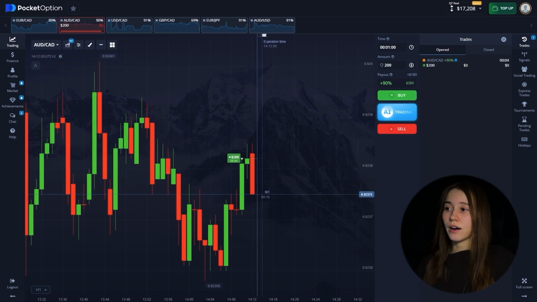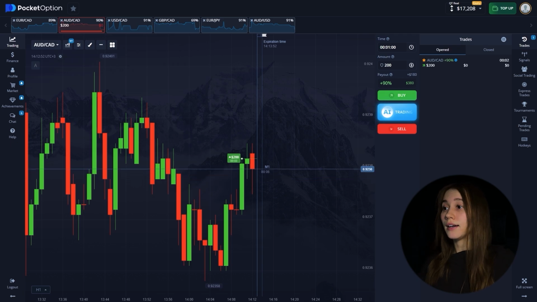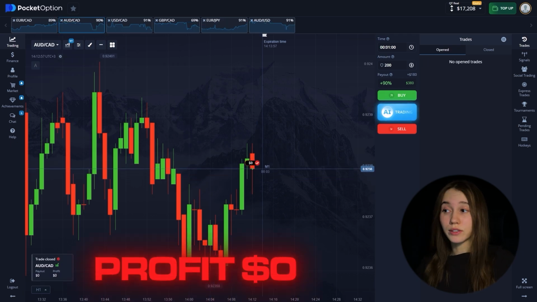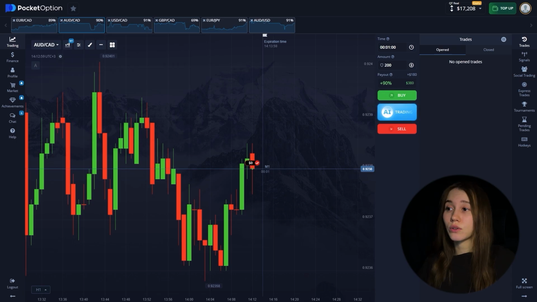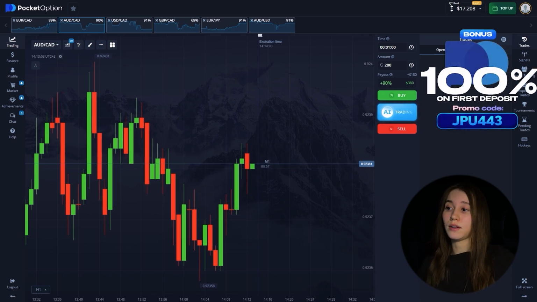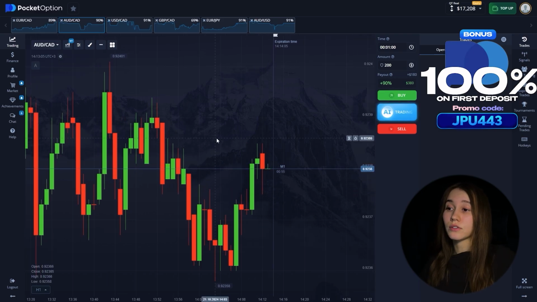So 3 seconds, 2, 1, and the second deal has already closed. Dear traders, unfortunately we have a minus. The first one was 0, this one is a minus. What does the statistics say? You see it on the screen with this graphic.